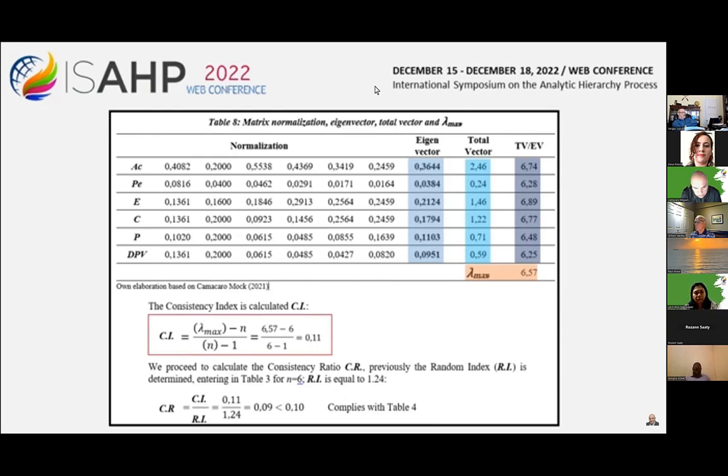We proceed to calculate the RC consistency ratio, but first we determine the random index RI, using the table of random index values for a discrete set of criteria n. In this case, for n equals 6, RI is equal to 1.24. Then, 0.11 divided by 1.24 is 0.09, less than 0.10, which is the maximum allowed for the size of the matrix, extracted from the table of the maximum consistency ratio, CR.